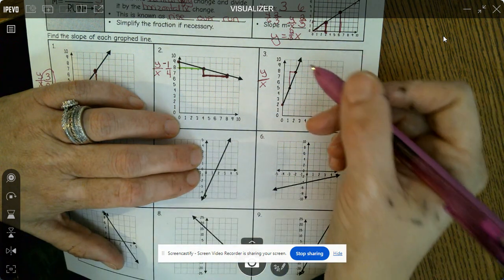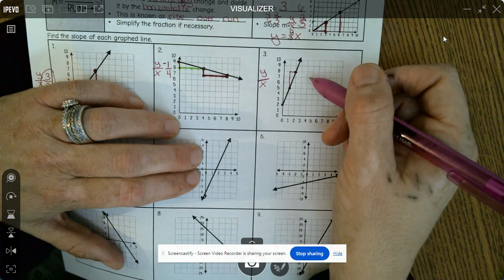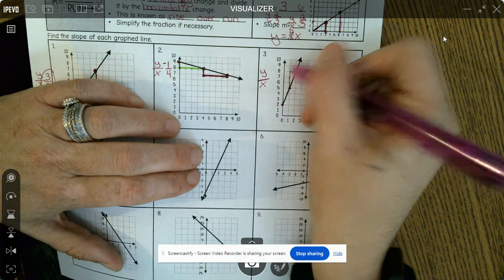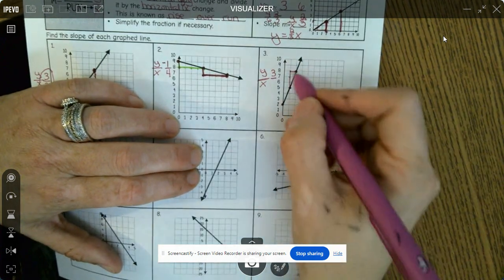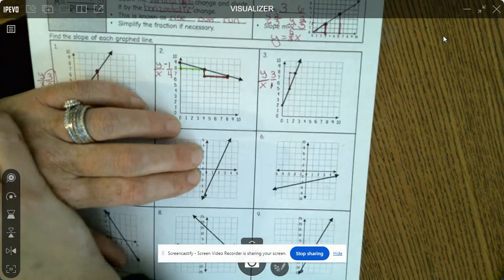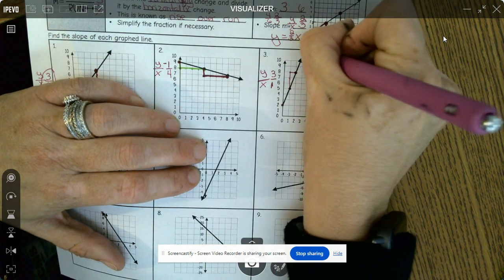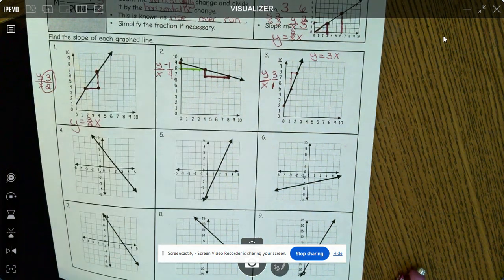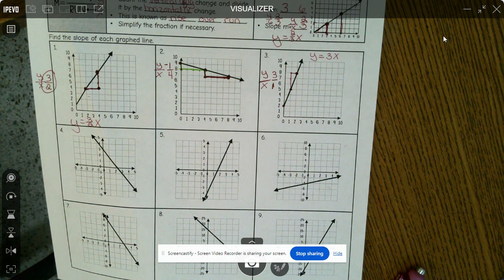All right, how far did you guys rise up? Did everybody get 3? All right, so 1, 2, 3. All right, how far did you guys run to the side? 1. So what is your slope? So you could write it as y equals 3x. Remember, with that, if you were to write in a fraction form, that 1, sometimes you guys see it, sometimes you don't.